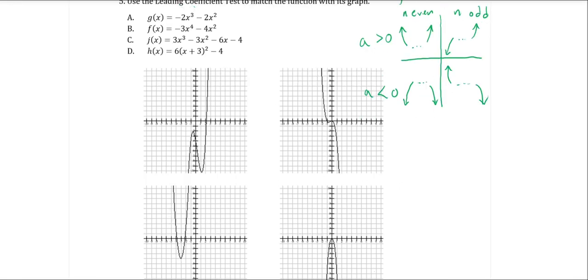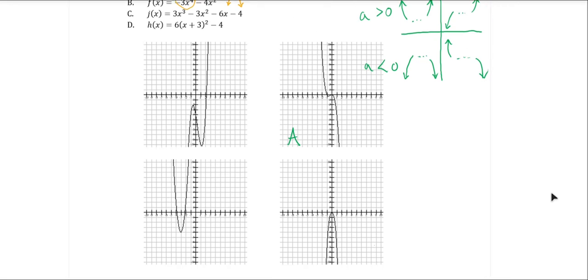Now, looking at this leading term here, we have a negative and a cube. So this will rise on the left, fall on the right. The one which does that is here. Here is our largest exponent, so this is our leading term. And we have a negative, which means this will fall and fall because our exponent is even. So where do we see something like that? Down here at the bottom.